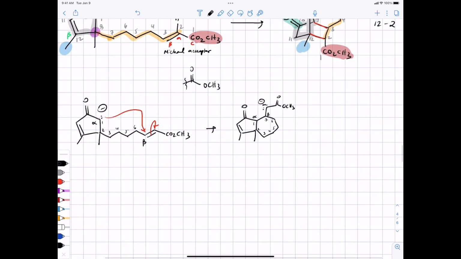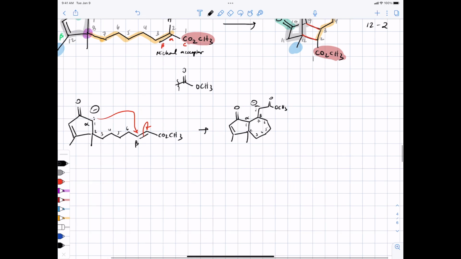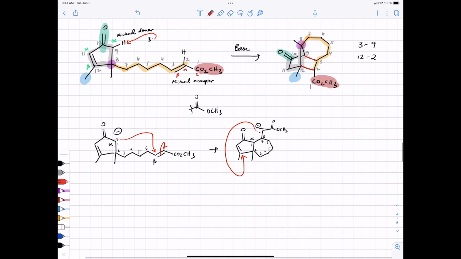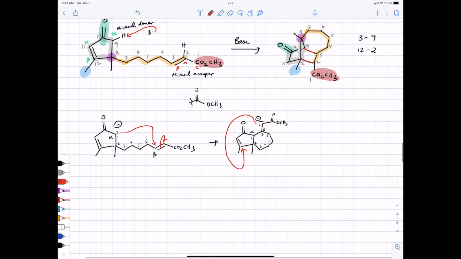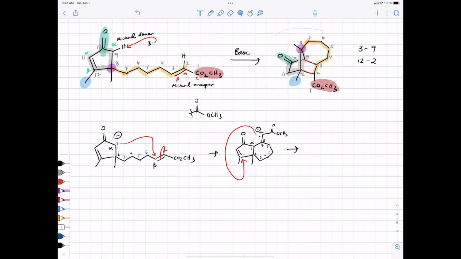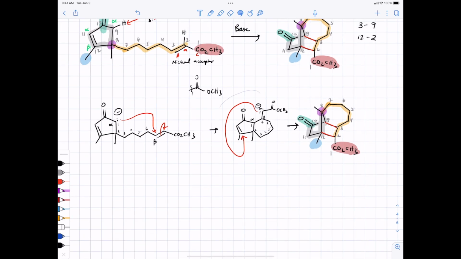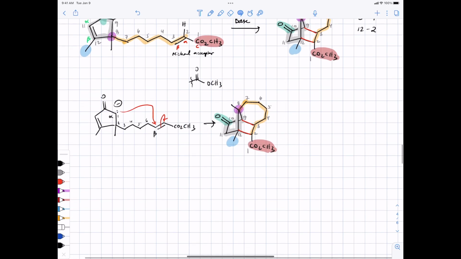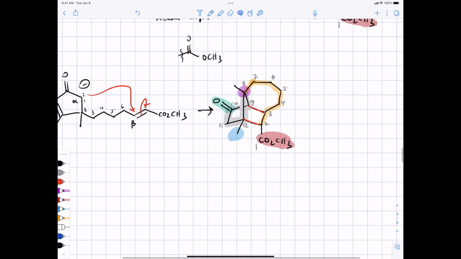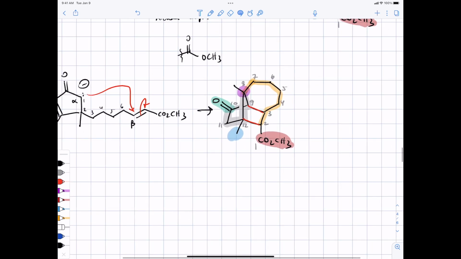Okay, now that does the conjugate addition. Well, let's actually not draw it that way. After we do that, that makes the bond between 9 and 3.